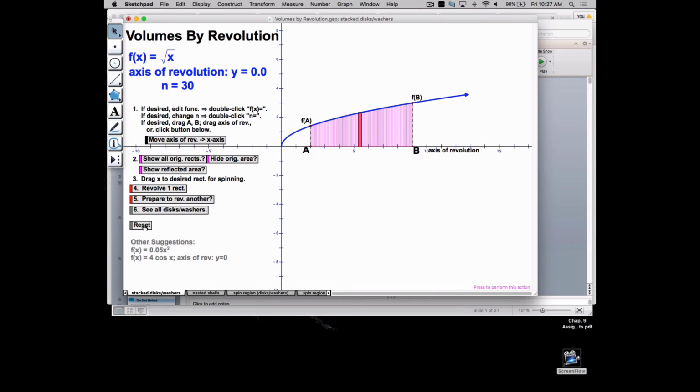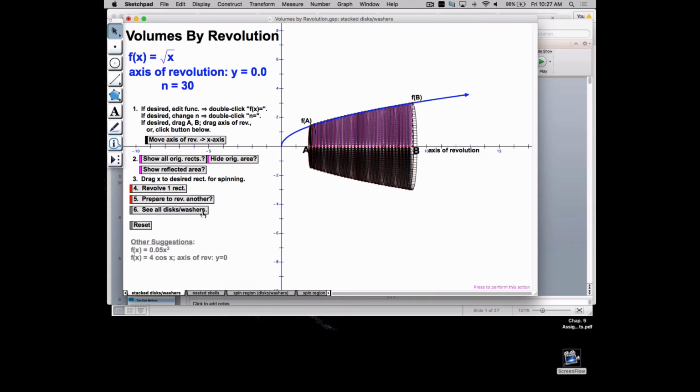Different function, just the square root of x. There's my representative rectangle. It's fairly wide. When I spin that representative rectangle, I get that disk that we talked about. Okay, can you see that there? Now, if I continue to move left and right and add more and more rectangles, we get something that looks like that. And as we said, if you shrink the width of that rectangle, it will smooth out that shape, and that's really what we want. We want it to be as smooth as possible.